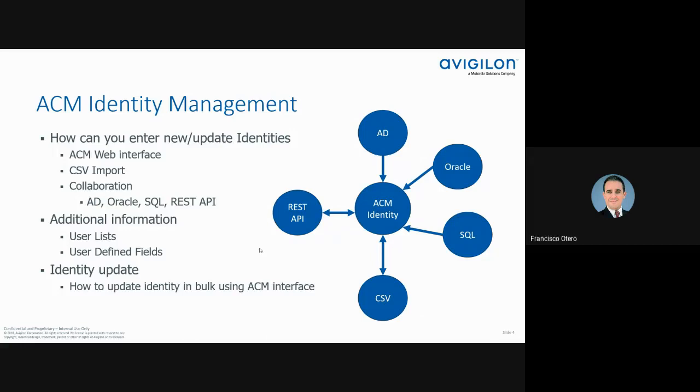Okay, so what I want to cover with you, this last slide, here's what we're going to cover. I'm going to show you the ACM interface, talk a little bit about the CSV import that I just explained here, some of these collaborations, some user fields, user lists that we utilize to enhance our capabilities in managing identities. And then we talk a little bit about bulk update. So, all right, let's go ahead and grab ACM here.